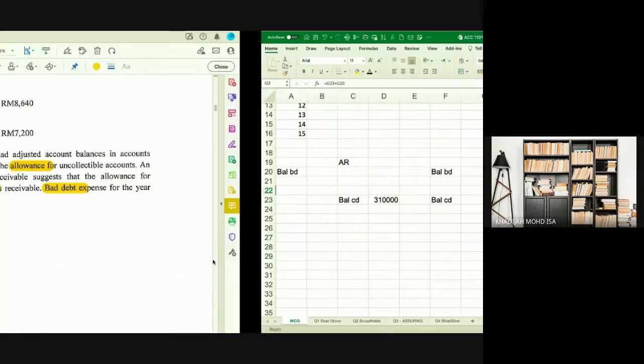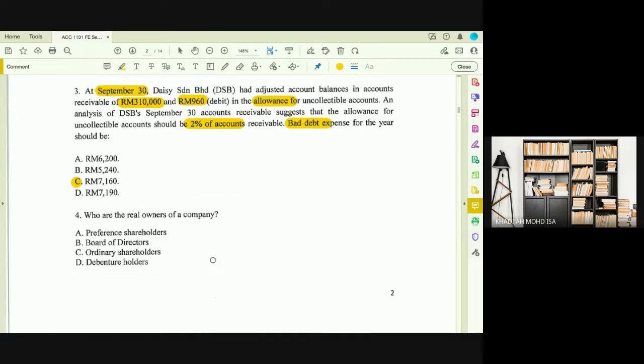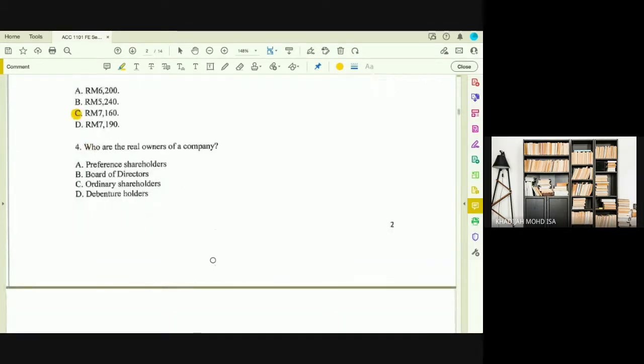So when you have this, you can just draw the T accounts, put in the information and look for the balancing figure. Next question: who are the real owners of a company? A is the preference shareholders, B the board of directors, C the ordinary shareholders, or D the debenture holders.